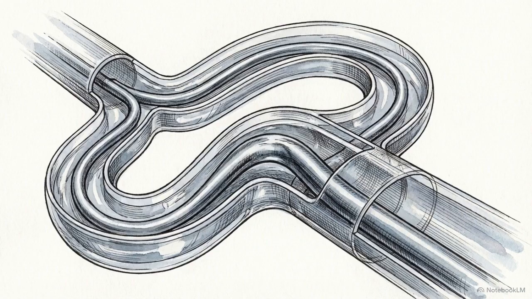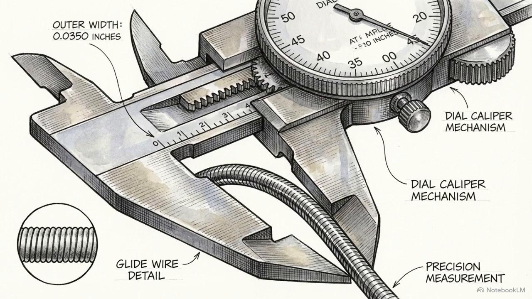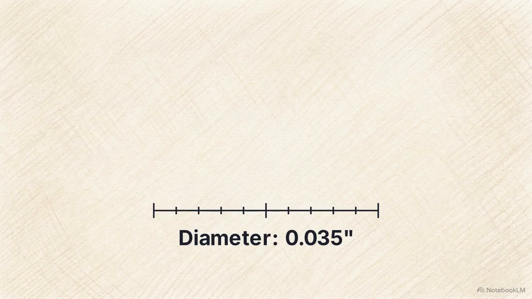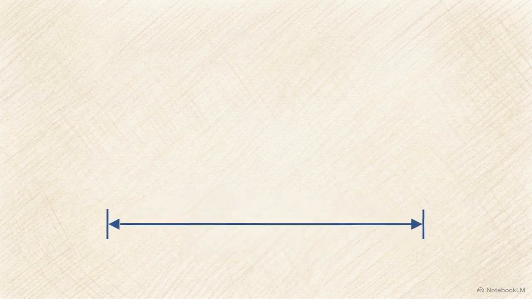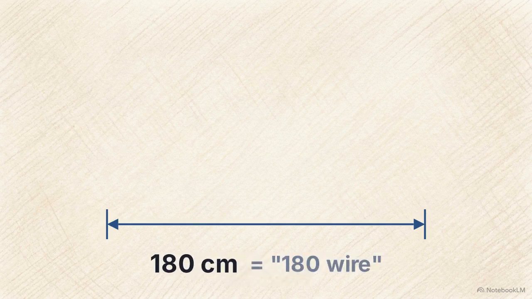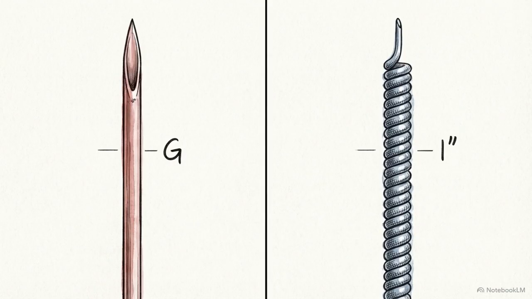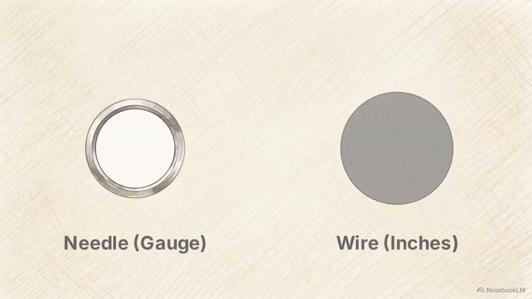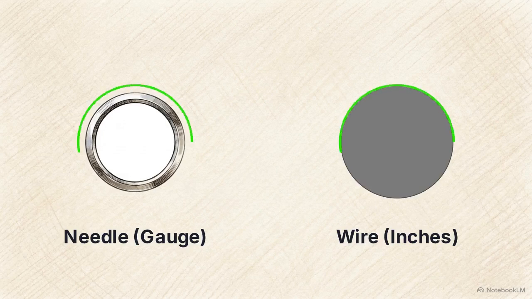You will also encounter glide wires. These are hydrophilic-coated variants designed to navigate small or tortuous vessels smoothly, but their diameters still adhere to the standard inch-based rule. While wire diameters are strictly imperial, wire lengths shift back to the metric system. They are typically given in centimeters, meaning a 180 wire is exactly 180 centimeters long. The foundational puncture tools operate on conflicting mathematical scales, inverse gauge against imperial inches. However, they share one crucial rule. Their stated size always refers to their external physical boundary.